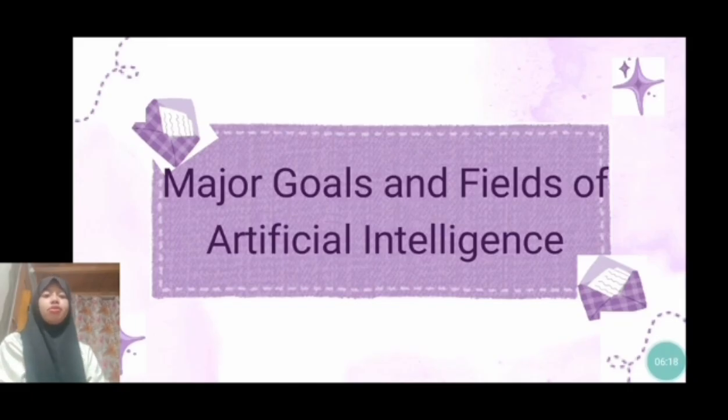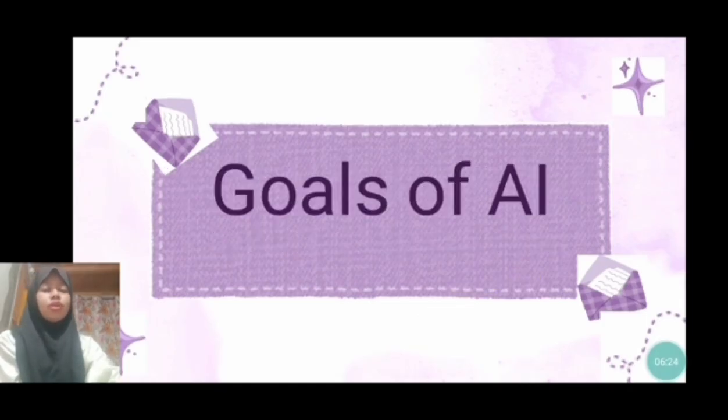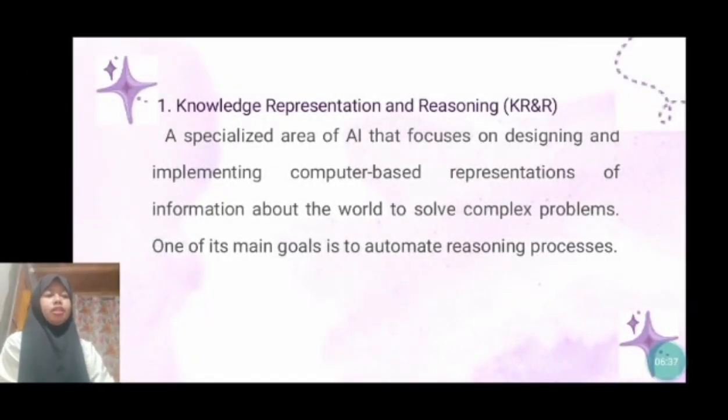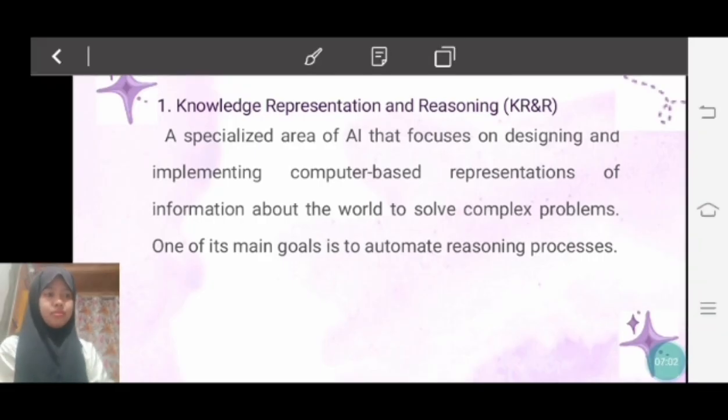So let us now proceed to the major goals and fields of artificial intelligence. First of all, let us discuss the goals of AI. Let us discuss knowledge representation and reasoning, or KR&R. One of the goals of AI is KR&R, which focuses on how machines store information about the world and use that information to make decisions or solve problems.